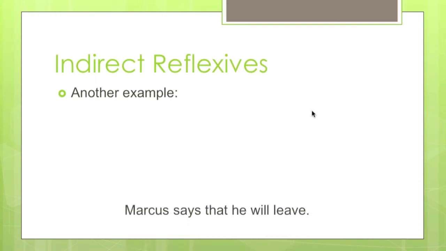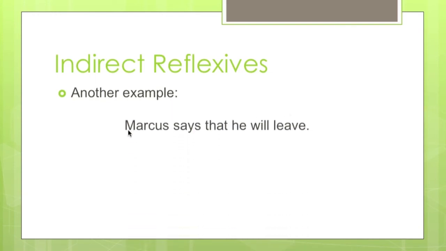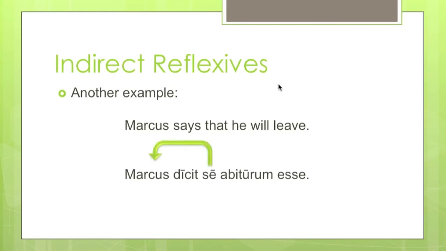Here's another example. Let's say we want to say that Marcus says that he will leave. Again, the question arises, is he Marcus or someone else? Well, that ambiguity doesn't exist in Latin. In Latin, if it's Marcus, then you have to say Marcus dicit se abiturum esse. Marcus says himself to be going to leave, with the reflexive here.